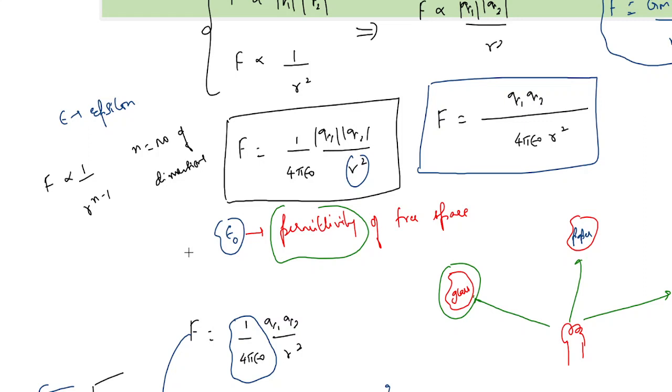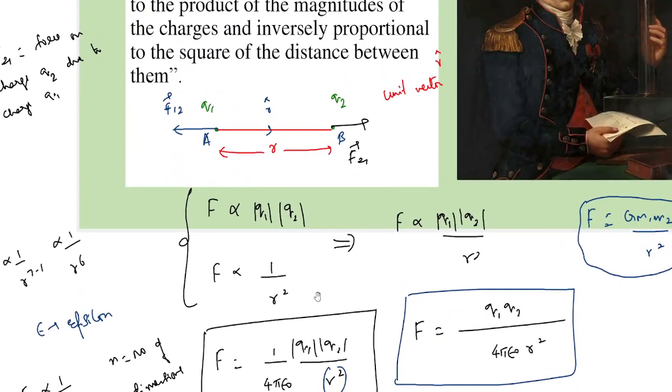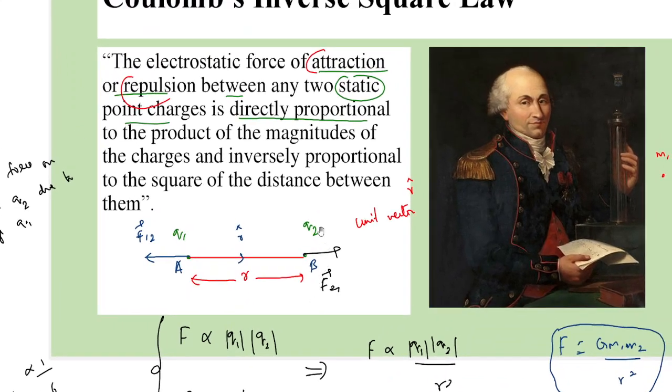Suppose you imagine that the universe is made up of 7 dimensions. We can't perceive it, but take a rough example where it contains 7 dimensions. In that case, the force between the two objects will go as 1 by r power 7 minus 1, which is 1 by r power 6. So this is a very fundamental understanding, that the reason it is 1 by r square is because of the universe dimension.